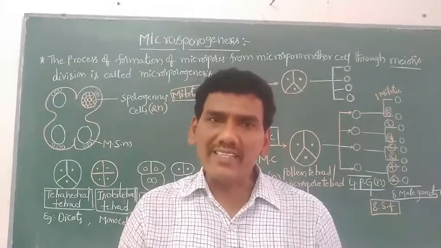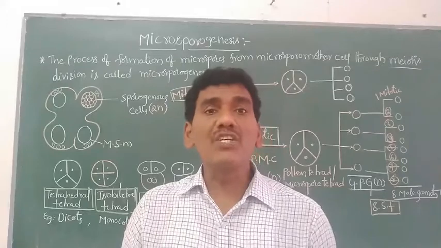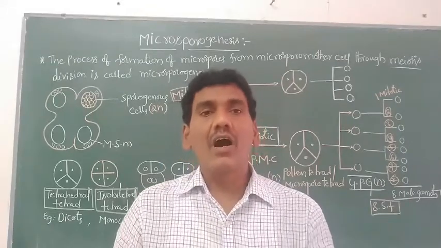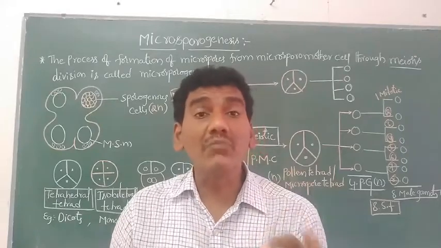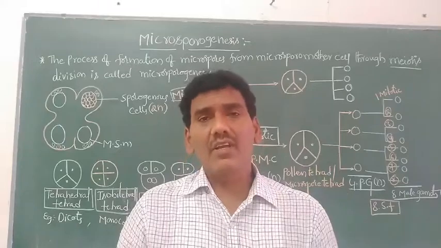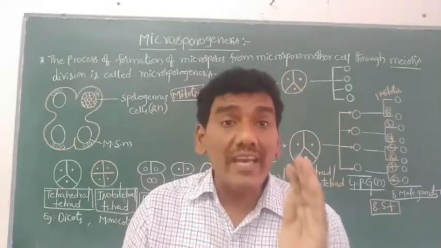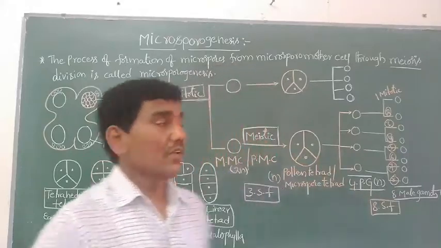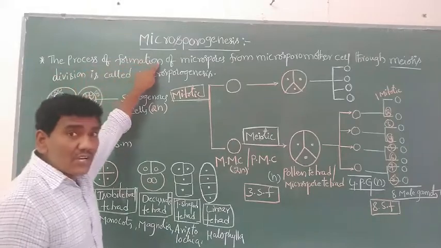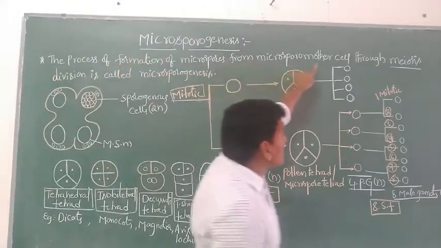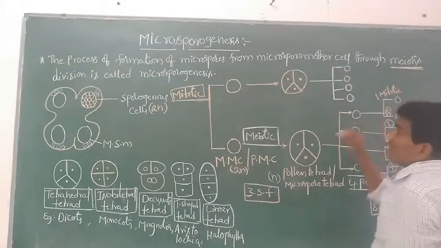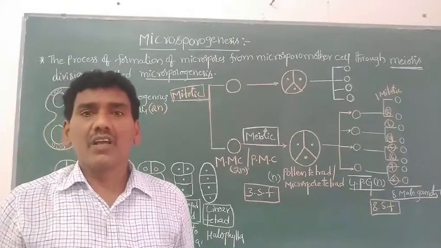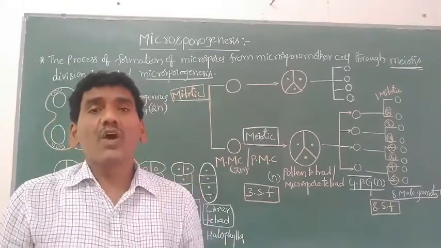Today we are going to discuss an important concept, microsporogenesis. In microsporogenesis, mostly we discuss how pollen grains develop from the anther. You have already heard the structure of the anther in previous classes. First of all, what is meant by microsporogenesis? The process of formation of microspores from the microspore mother cell through meiotic division is called microsporogenesis. For the formation of the microspores, which divisions are required?